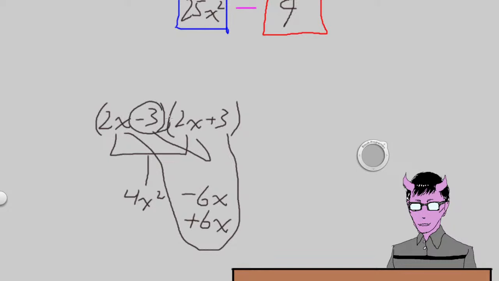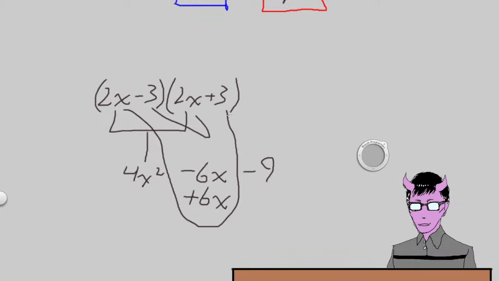Interesting. And then lastly, we have the negative 3 times the positive 3, which gives us negative 9. So again, just be aware of where things are coming from. The 2x here times the 2x here yields the 4x squared, and then the negative 3 times the positive 3 gets the constant negative 9. And then, of course, we have the two middle terms.